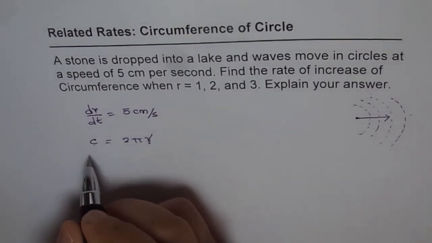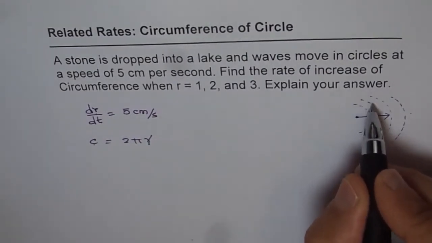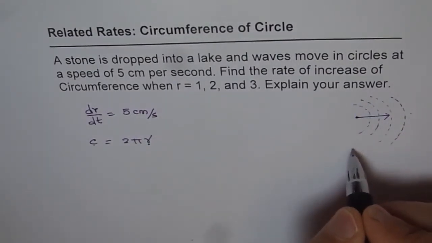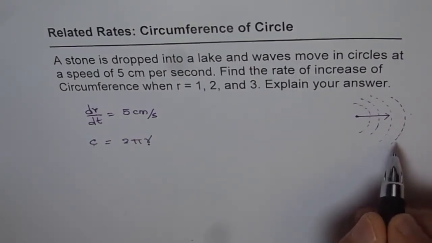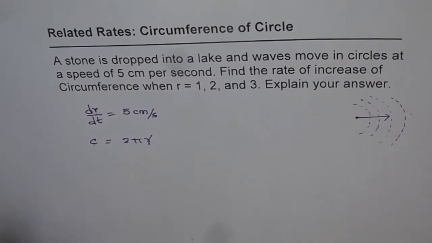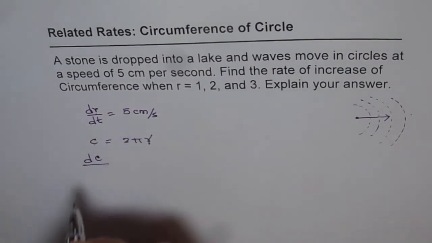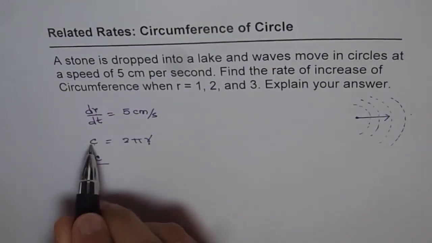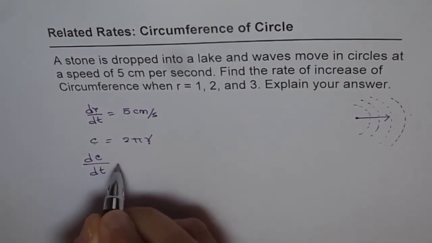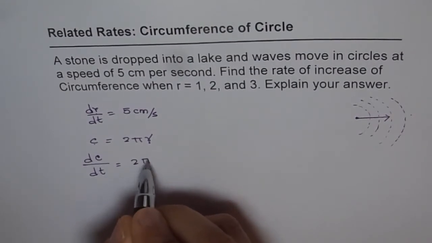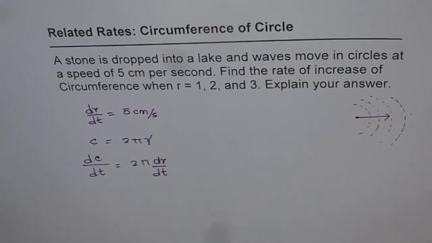So let's find the rate of change of circumference with respect to time. How are both changing? As the size is increasing, the circumference is increasing, right? So with time, circumference is changing. Circumference is a function of time, right? But we are writing it in terms of radius. But we can always differentiate circumference and radius with respect to time. So we'll get dC/dt equals 2 pi dr/dt, right? That is what you get after this differentiation.